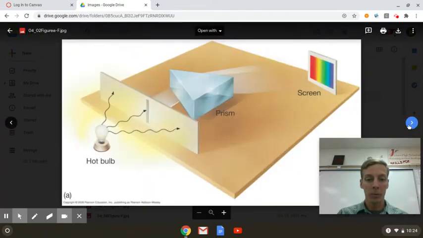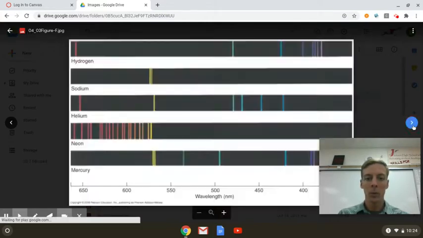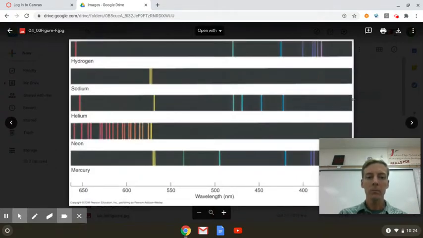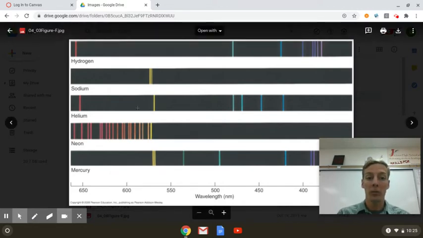So let's look through. That's a hot one. There it is, just hydrogen by itself. Hydrogen, sodium. Sodium's got a nice yellow doublet. This is the set of stairs in front of that electron, the way the electrons orbit the atom. And every element gives off a unique spectrum.